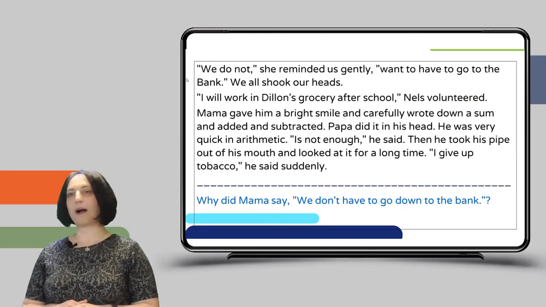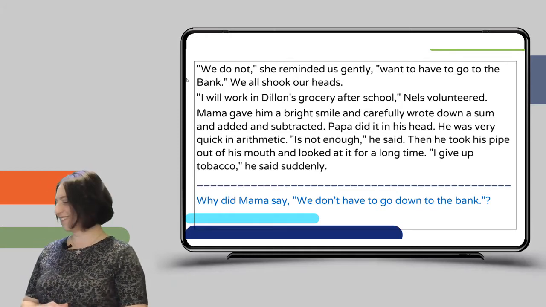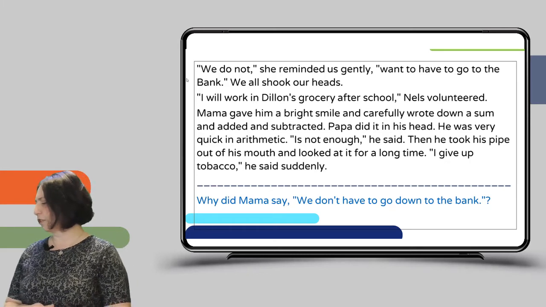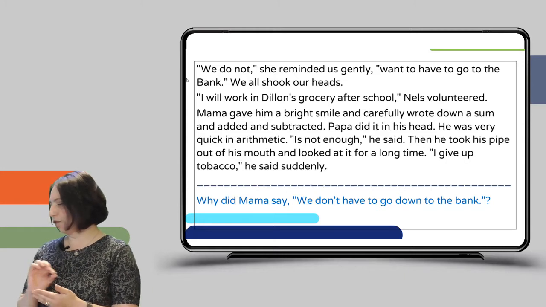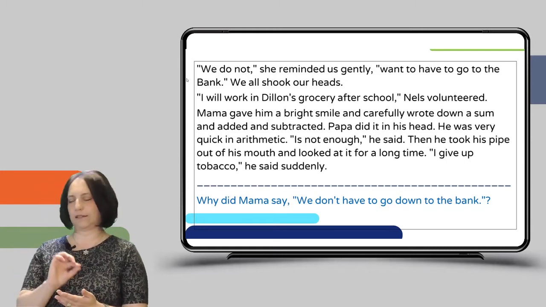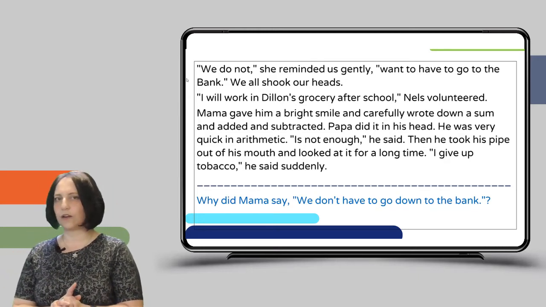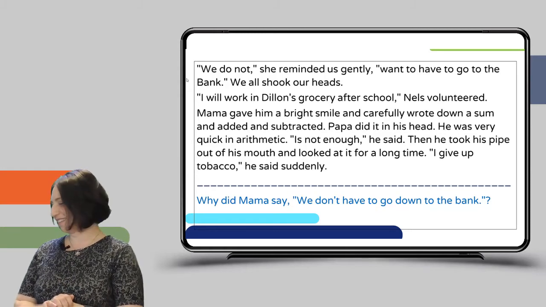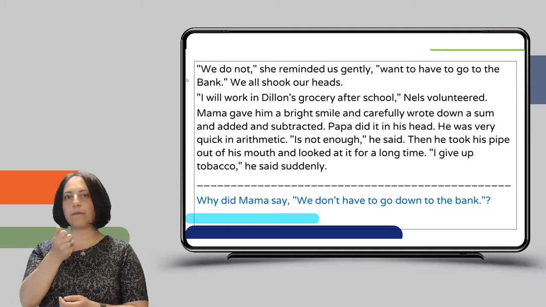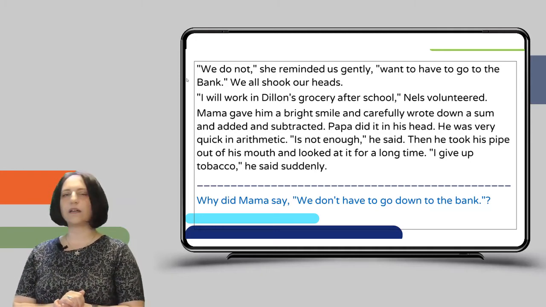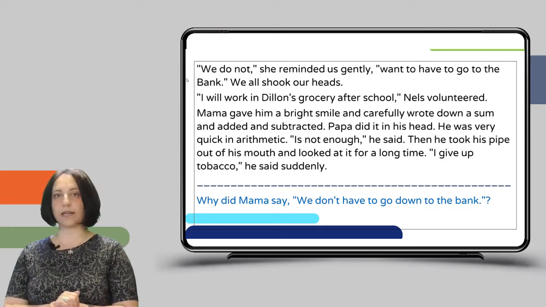"We do not," she reminded us gently, "want to have to go to the bank." We all shook our heads. "I will work in Dylan's grocery after school," Nels volunteered. Mama gave him a bright smile and carefully wrote down a sum and added and subtracted. Papa did it in his head. He was very quick in arithmetic. Arithmetic is mathematics. "Is not enough," he said. Then he took his pipe out of his mouth and looked at it for a long time. "I give up tobacco," he said suddenly.